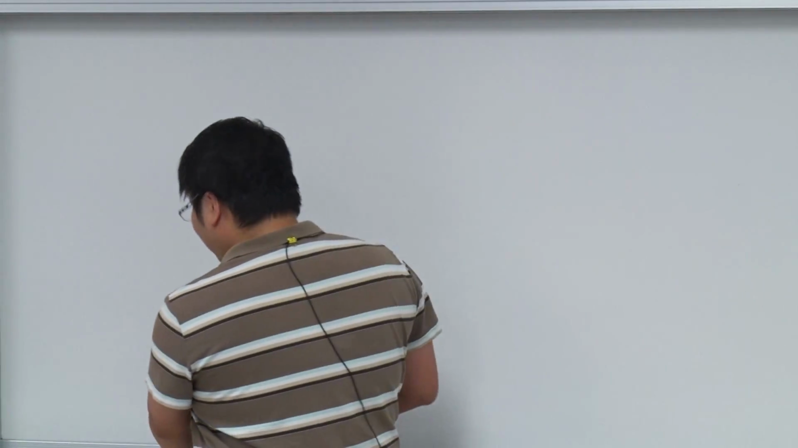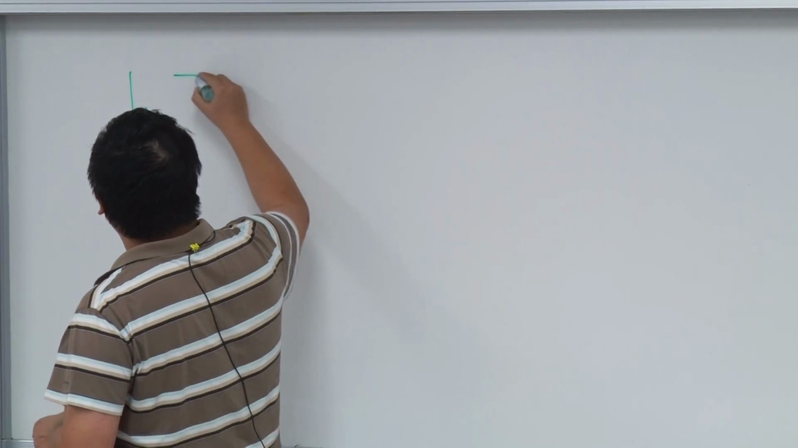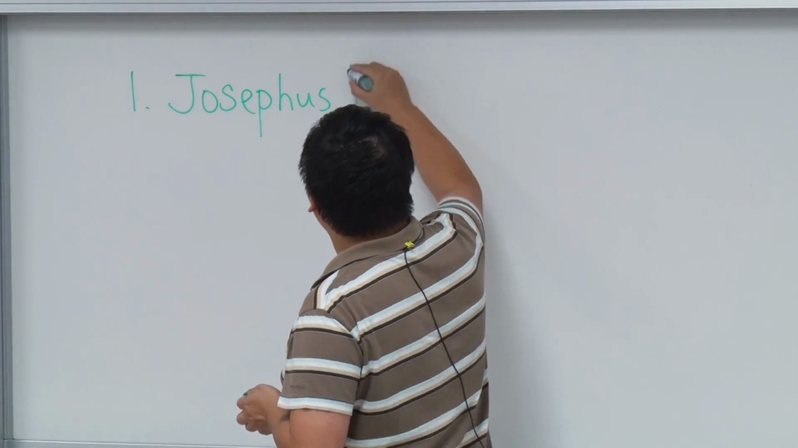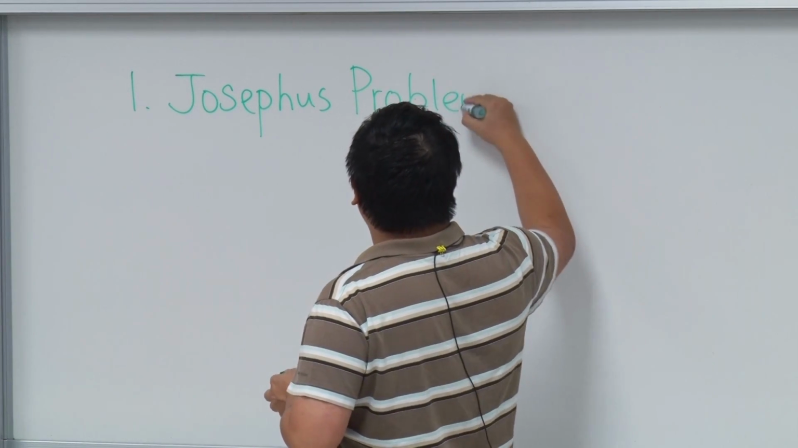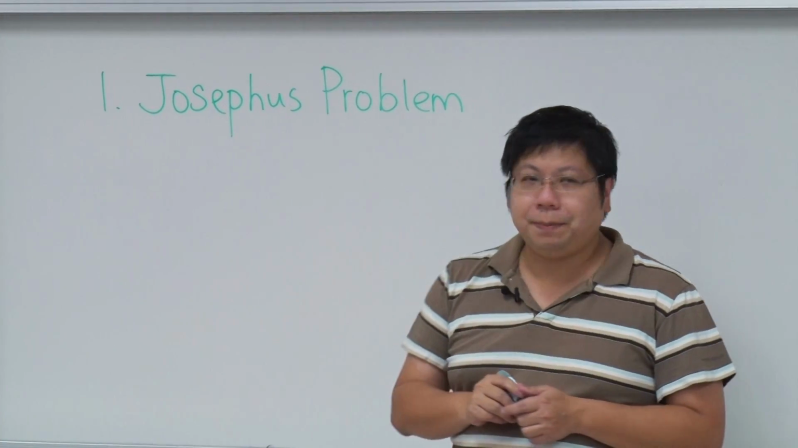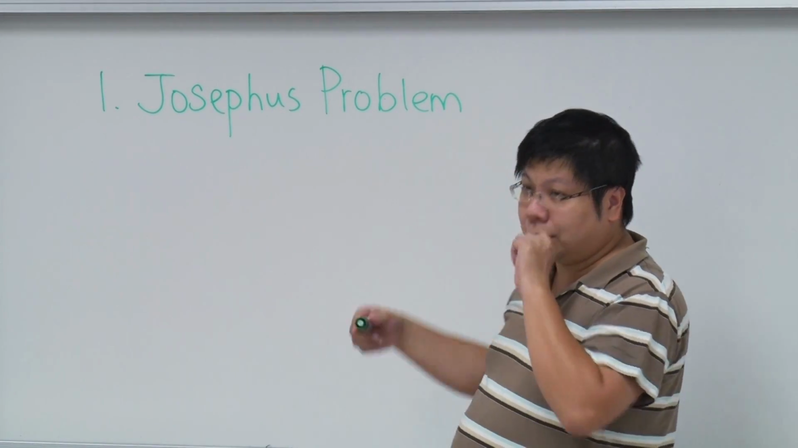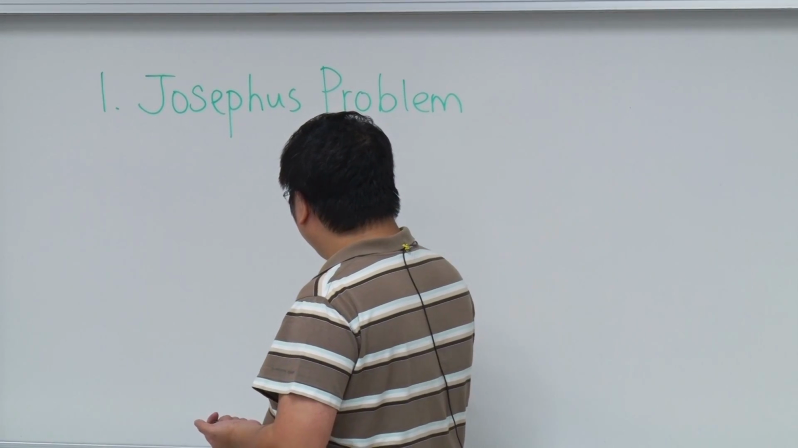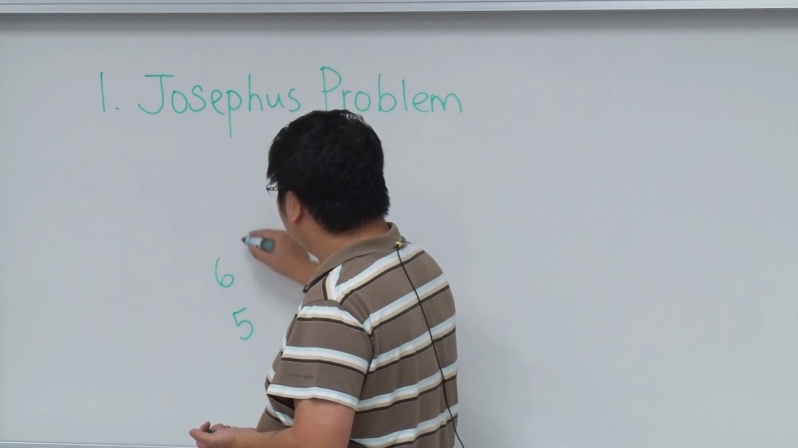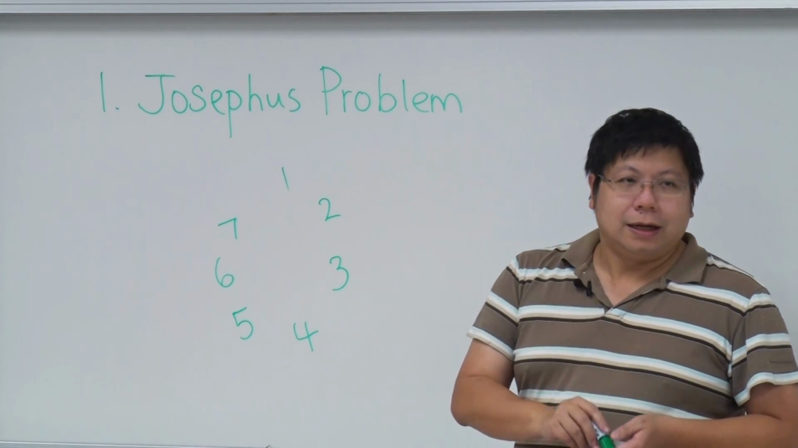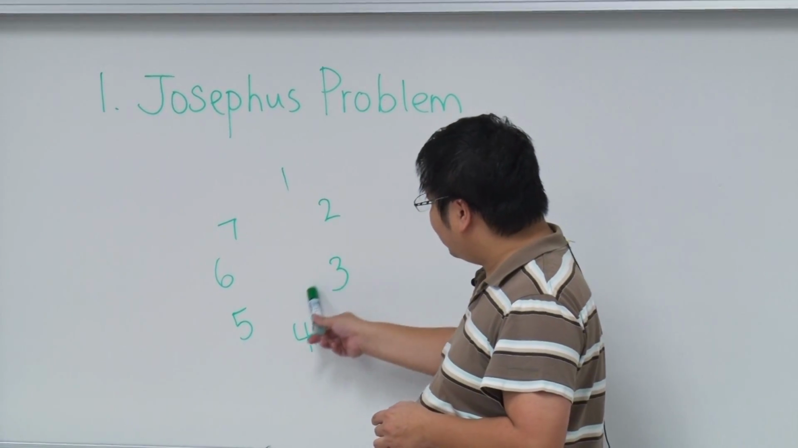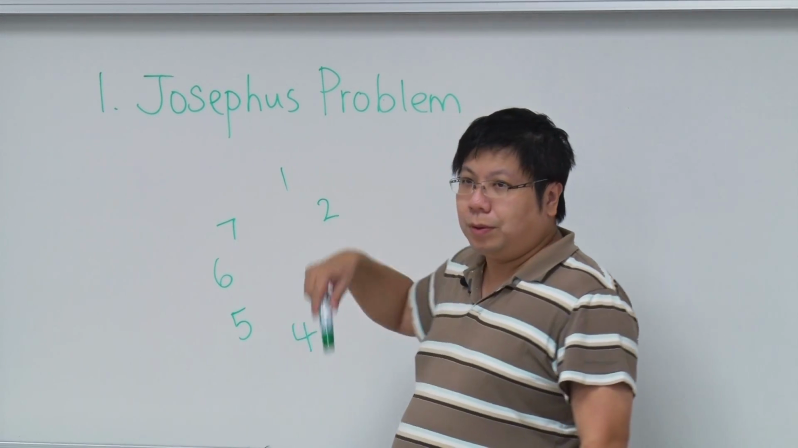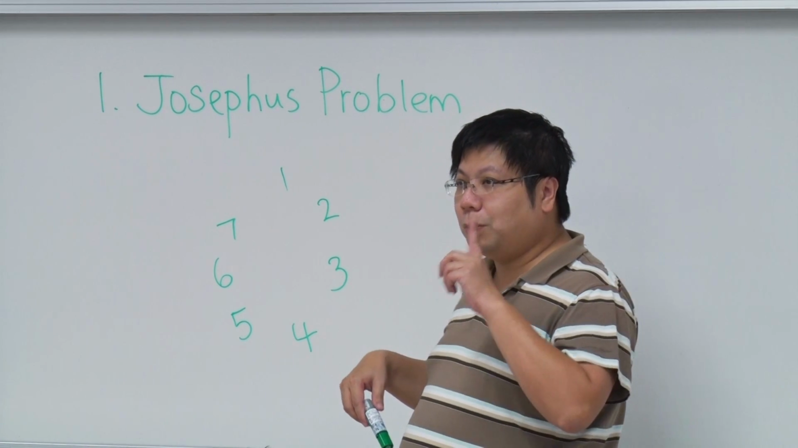The first one is called Josephus's problem. Probably I have mentioned this in class. This problem asks: let's say there are n people standing around in a circle, each with a label from 1 to n. Let's say there are 7 people here, 1, 2, 3, 4, 5, 6, 7. Standing on this circle, we are going to eliminate the people one by one, so that only one is left in the end.